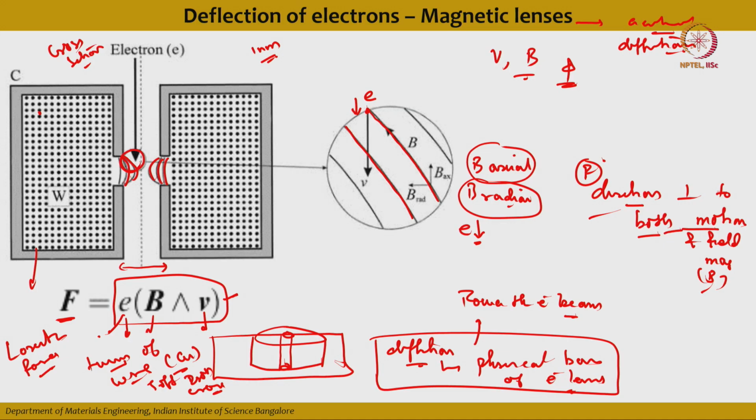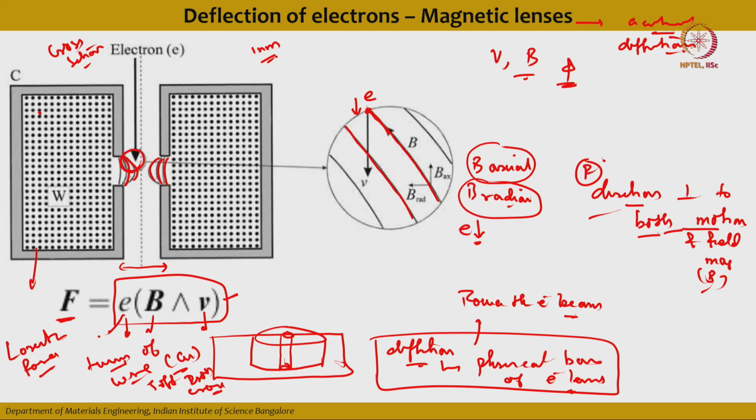So as the electron enters the lens, it experiences a magnetic field B. So consider the electron is lying at this position and it experiences a magnetic field B, which can be resolved into two components, B axial and B radial.